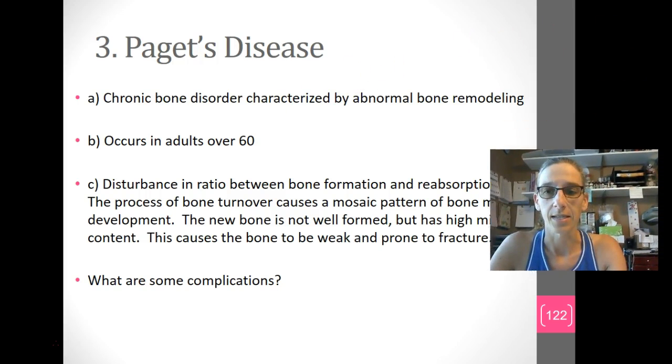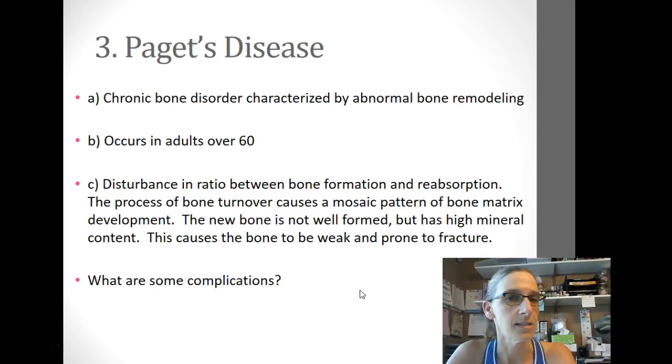All right, Paget's disease. Paget's disease has an unknown cause, unknown etiology. It is a chronic bone disorder characterized by abnormal bone remodeling, most often in the long bones, the spine, the pelvis, and the skull. It occurs in adults over the age of 60. There is a disturbance in the ratio between bone formation and reabsorption. So the process of bone turnover causes a mosaic pattern of bone matrix development. So the new bone is not well formed but has a very high mineral content, and this causes the bone to be weak and prone to fracture.